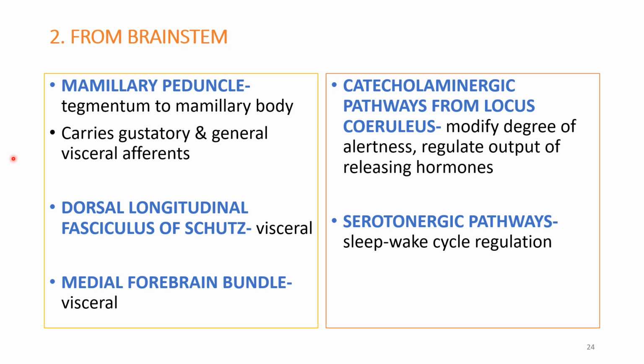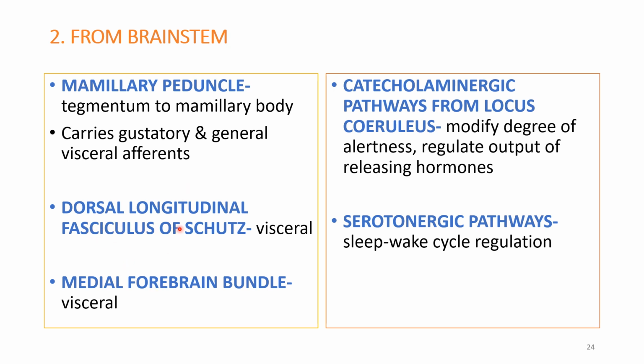So, we are studying connections of the hypothalamus, the afferent connections from other parts of the limbic system. In that we have studied the median forebrain bundle, fornix, stria terminalis and cingulate gyrus. Now we are coming to the second connection, that is from the brain stem. From the brain stem, the mammillary peduncle connects the tegmentum to the mammillary body. It carries gustatory and general visceral afferents.